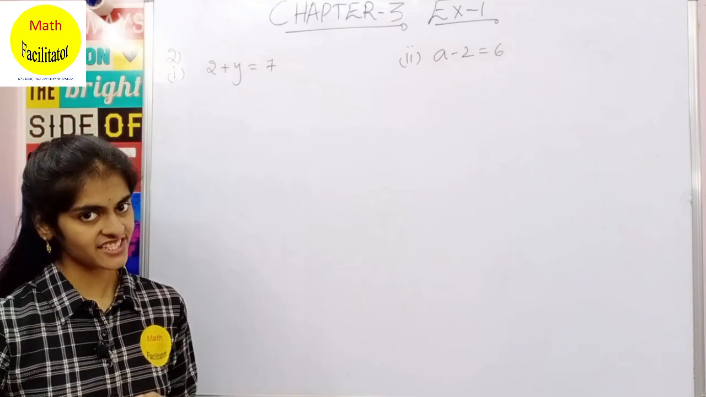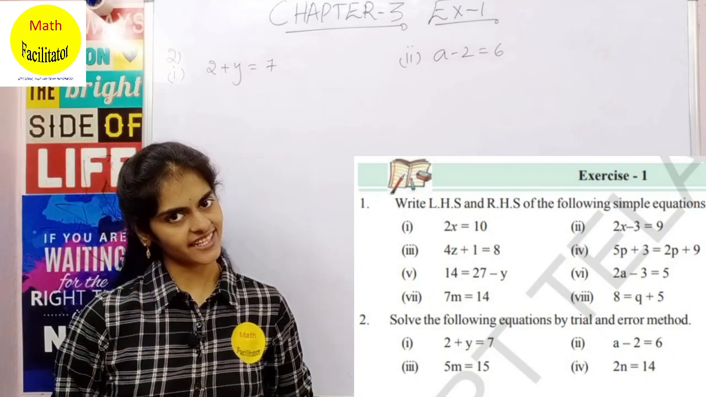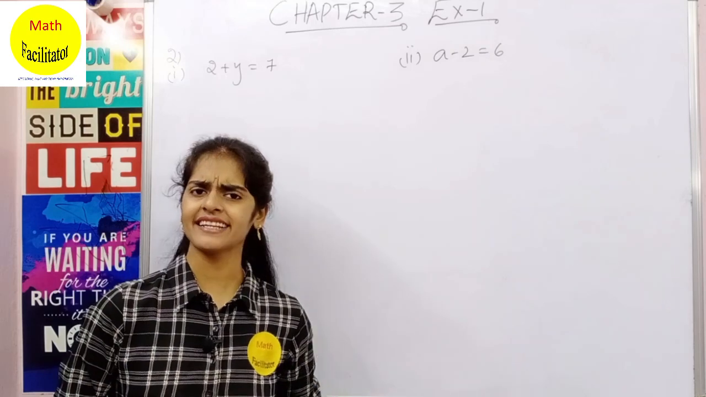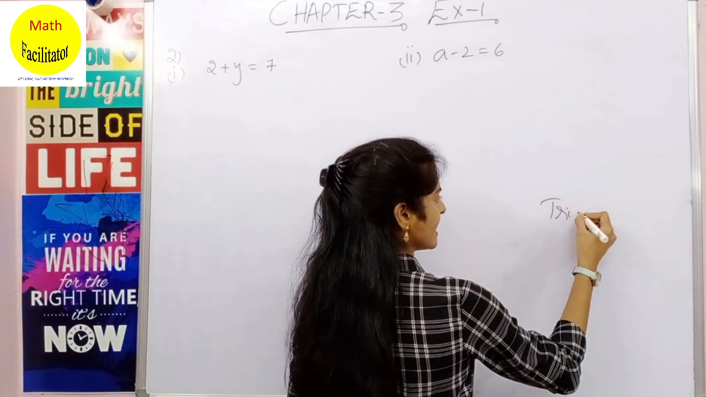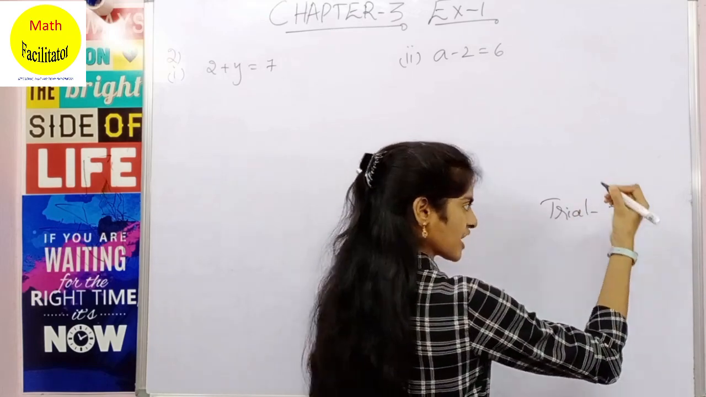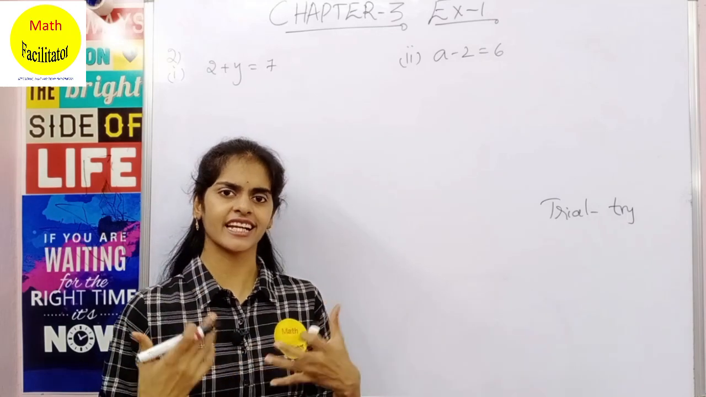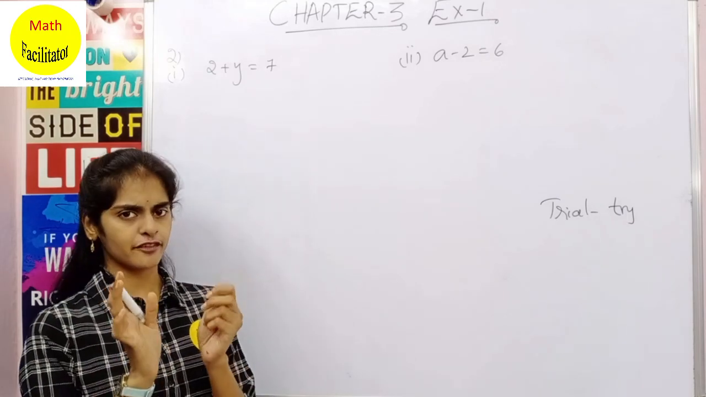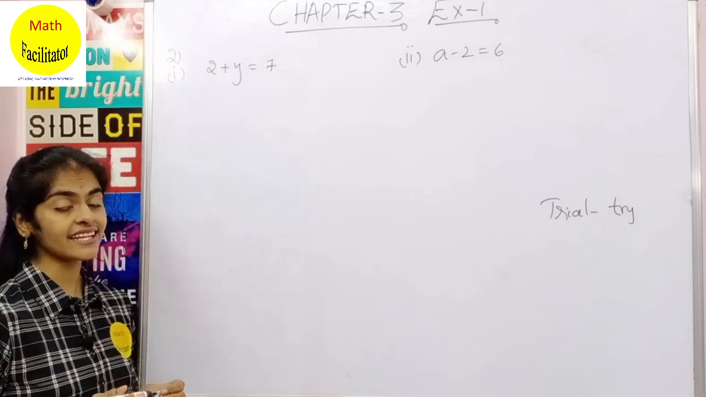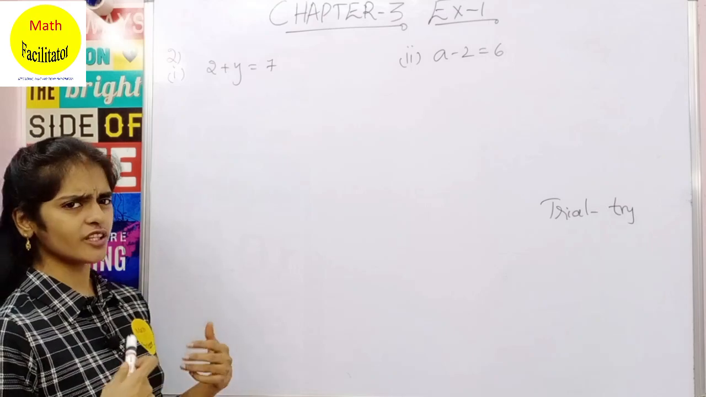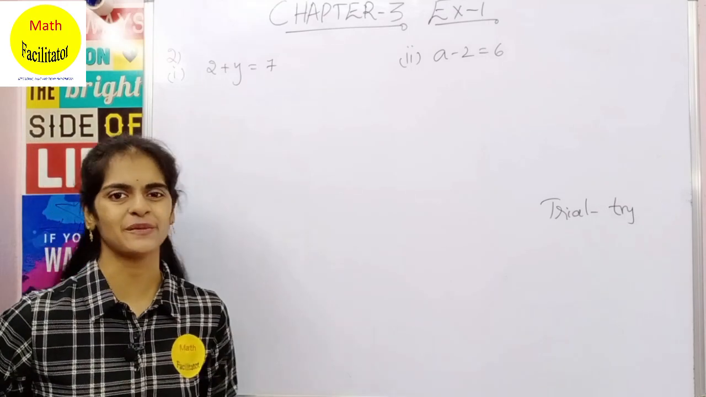Moving on to the next question, you have to find the value of this variable using the trial and error method. What is the literal meaning of trial and error? Trial is nothing but you try, error means you make a mistake and then you try again. So this is like a continuous process: you try, and if you find it wrong, then you try again with a different value. Clear? This is the trial and error method. So now what are you going to try actually? You are going to try various values for this variable.